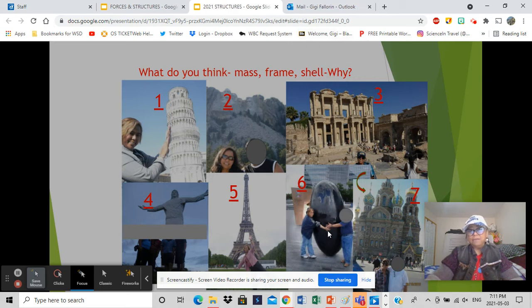Now, how about this? It seems like Miss F is hugging a big granite egg, right? So where is this?